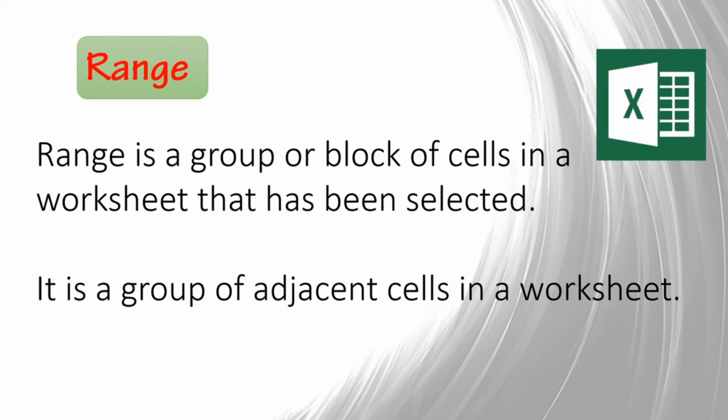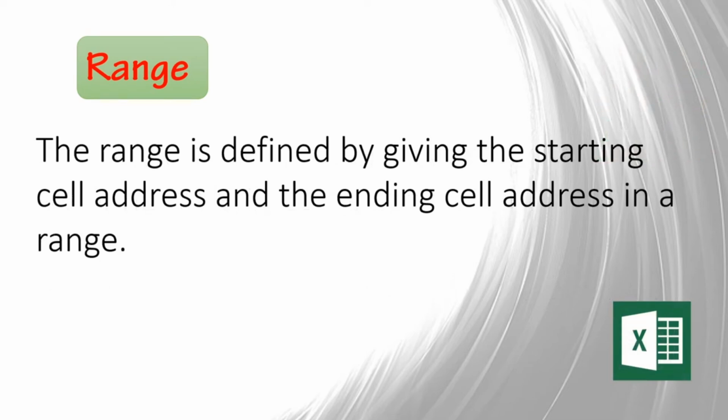In the last chapter, we studied about MS Excel. In this chapter, we will discuss more features of MS Excel. So, we can start from range. Range is a group or block of cells in a worksheet that has been selected. It is a group of adjacent cells in a worksheet. The range is defined by giving the starting cell address and the ending cell address in a range.